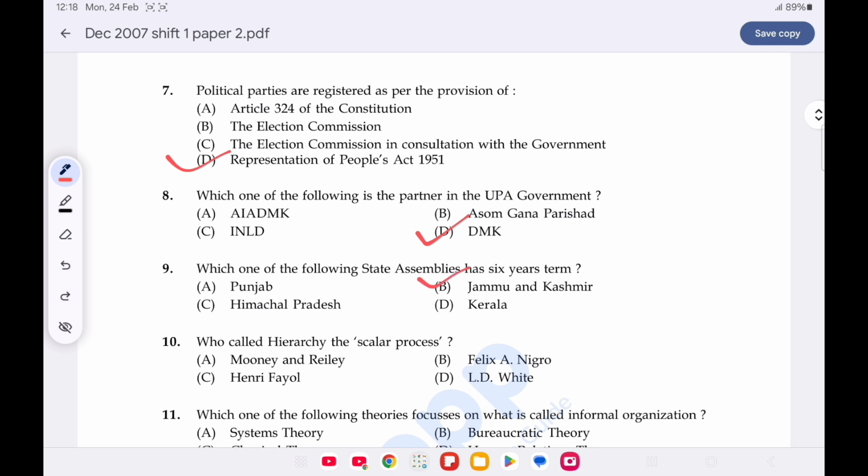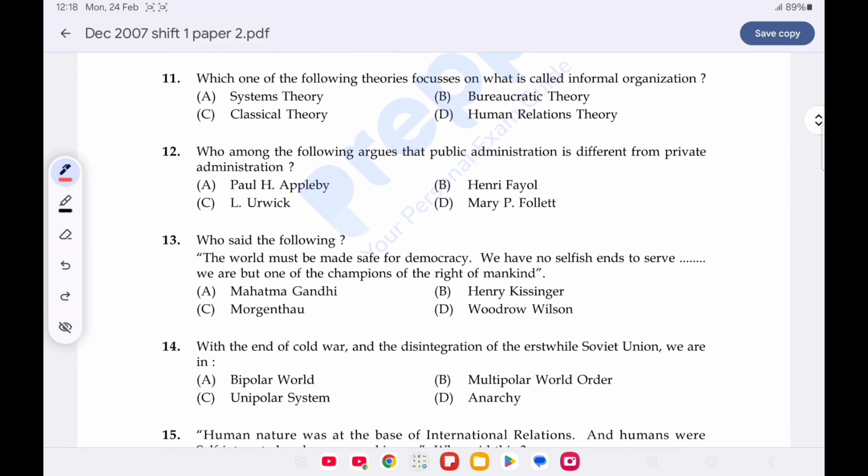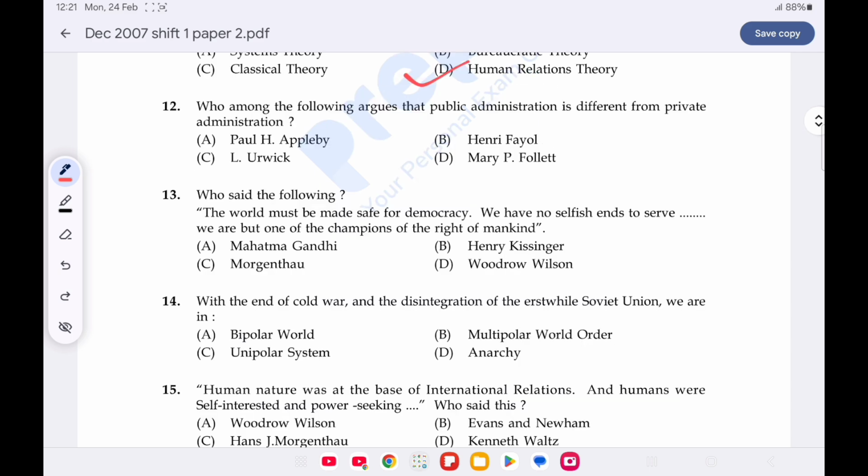Now question number 10. Who called hierarchy the scholar process? Option A is correct, Moon and Rayleigh. Now move on to question number 11. Which of the following theory focuses on what is called informal organization? Option D is correct, human relation theory. Now move on to question number 12. Who among the following argues that public administration is different from private administration? Option A is correct, Paul H. Appleby.